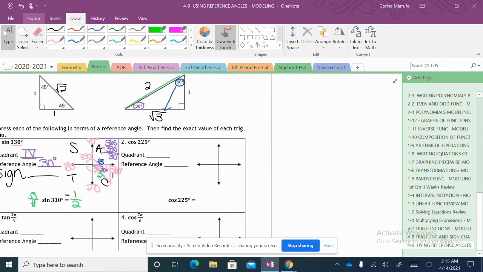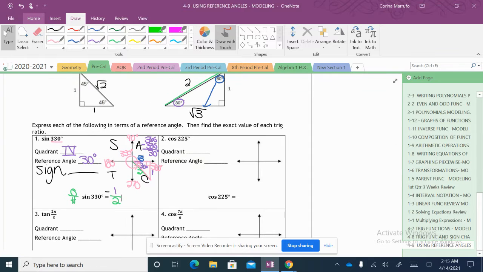All right, so the next one, cosine of 225. So first, for 225, we figure out what quadrant it lands in. So here is 90, this is 180, this is 270. So that means that my triangle is going to be in the third quadrant.